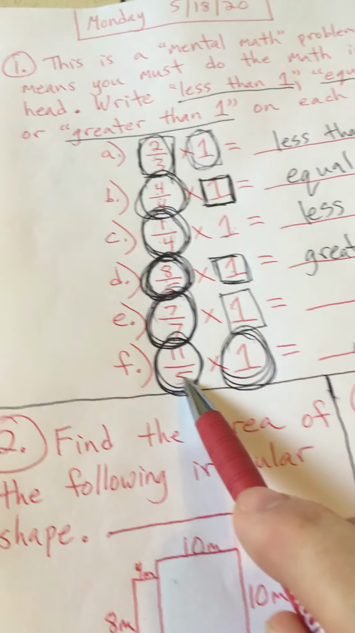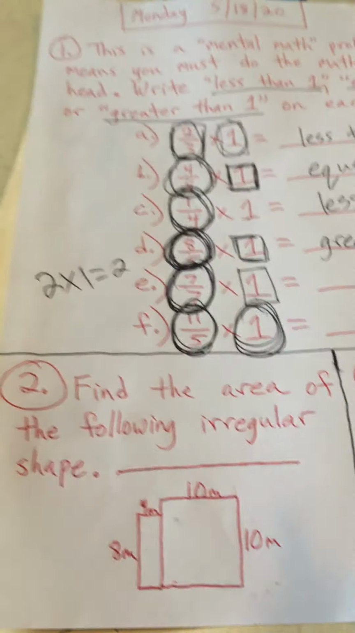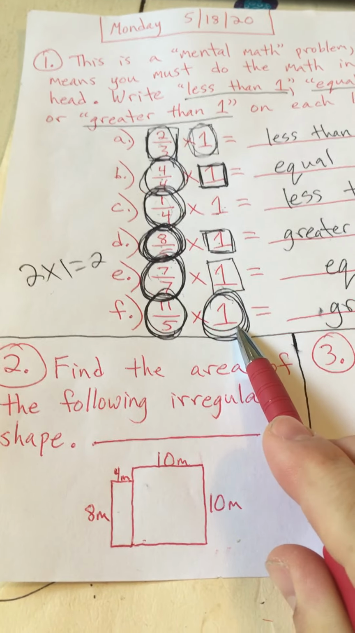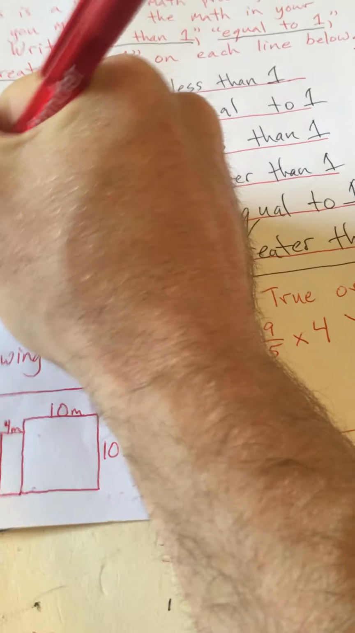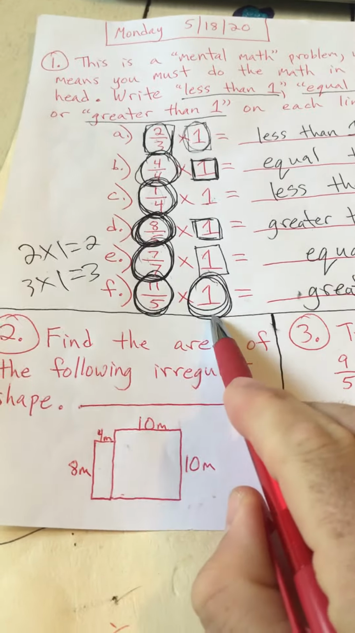So, just think of an example for this. If you were to multiply 1 times anything that's more than 1, if we multiply 2 times 1, it's going to be 2. It's going to be greater than the original one. If we took 3 times 1, it's going to be 3. It's going to be greater than the original one.